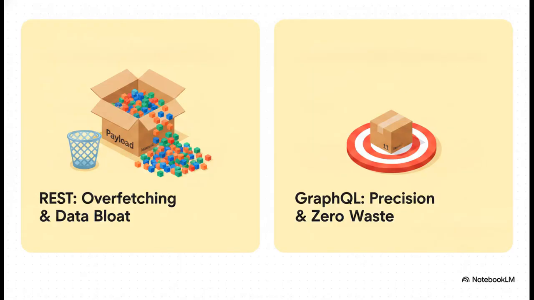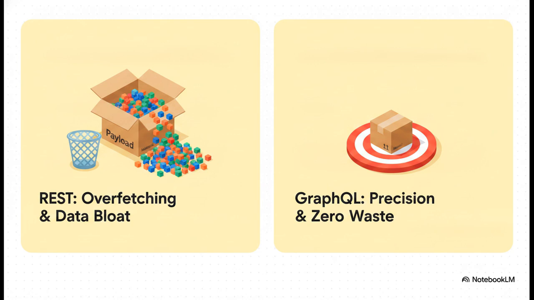And this brilliantly illustrates the real-world cost of that architecture. Imagine a UI that just needs a user's first name. You hit the endpoint, but the REST server returns this massive payload: email, address, birth date, status, password hashes, 50 fields of data. Watch as those 49 unused fields essentially drop straight into a trash bin. It's completely wasted bandwidth and processing power.